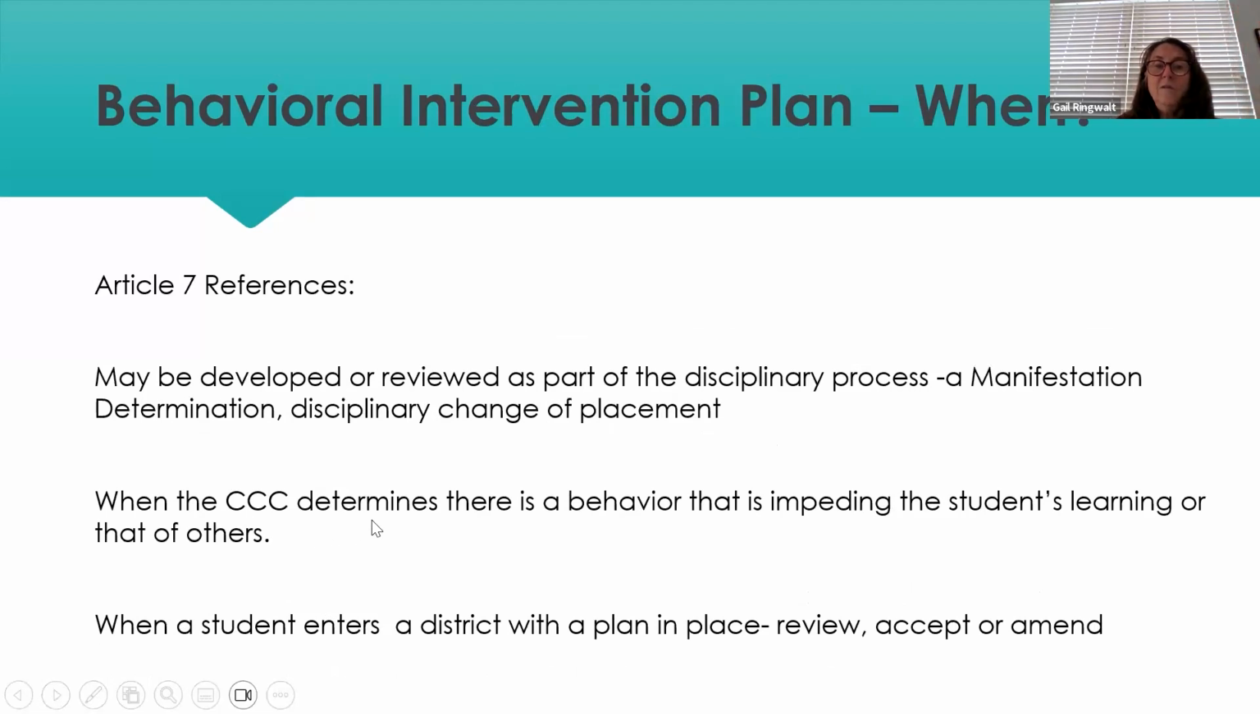So again, Article 7: we do a plan if we determine that the behavior of the student is impeding their learning or the learning of others. We do it if there's a manifestation or disciplinary change of placement. And the most important one is being sure that when a student comes in, when you have a move-in, if they have a behavior plan, that somebody is tasked with reviewing it very carefully.